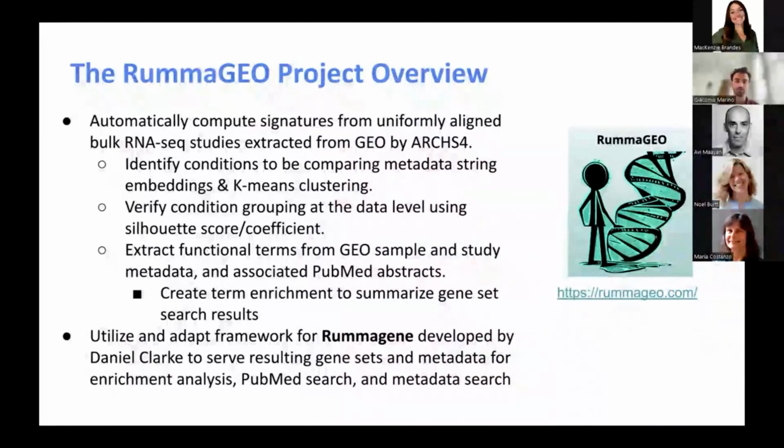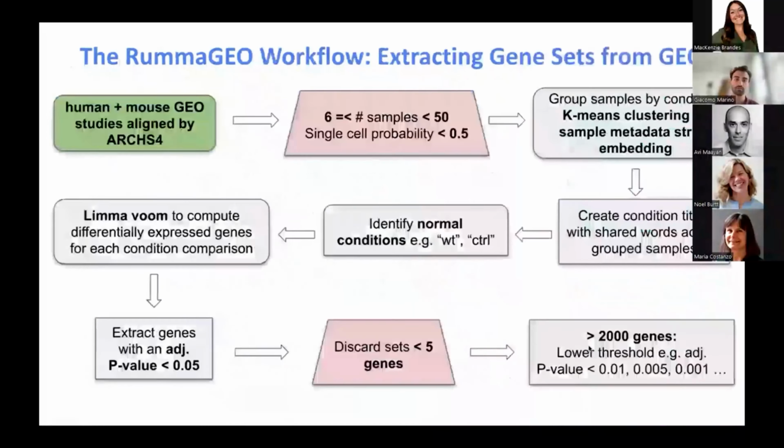To serve all of these gene sets, because it's quite a large collection, we utilized and adapted the framework that was built for RummaGene, which has automatically extracted signatures from PubMed Central articles, which was developed by Daniel Clark. And this allows us to serve those gene sets for enrichment analysis, PubMed search, as well as metadata search.